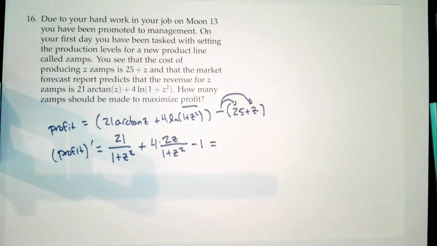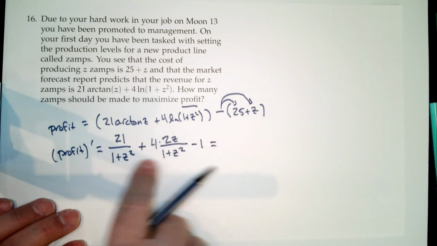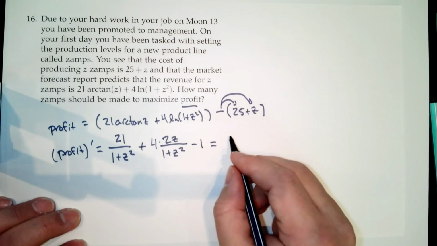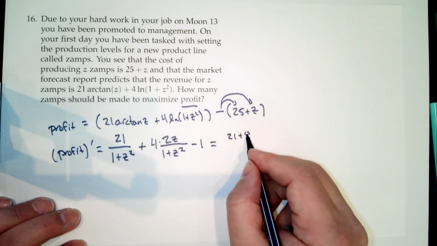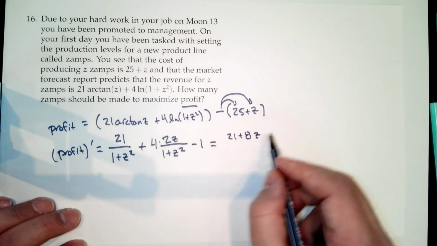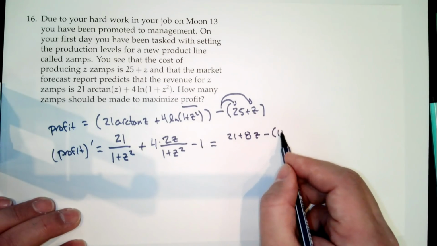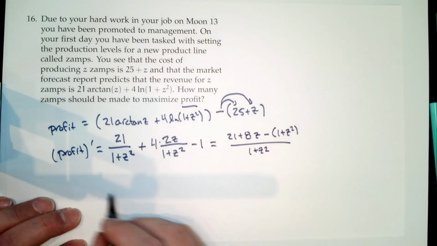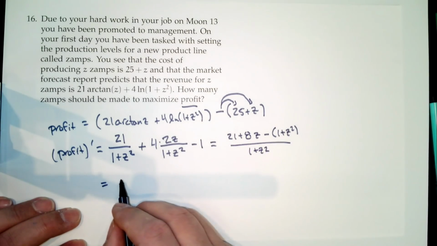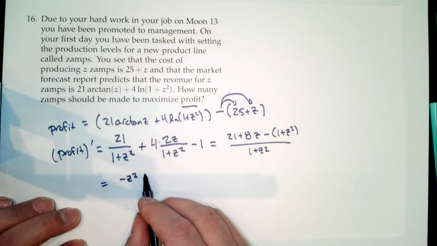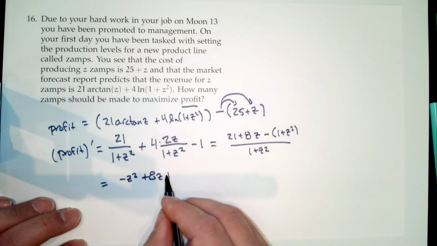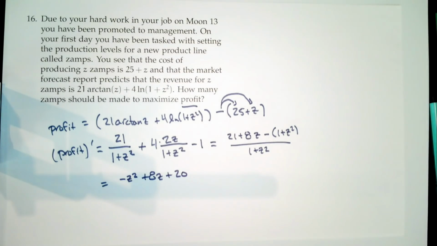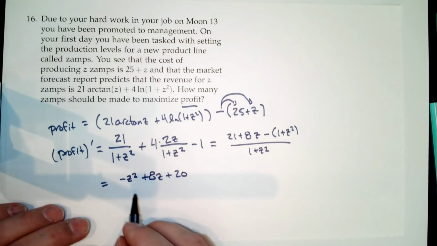Combine them. So we need a common denominator, which is why it's really nice that both things are 1 plus z squared. So this becomes 21 plus 8z, then minus 1 plus z squared, all over 1 plus z squared. Also written as minus z squared plus 8z plus 20. Let's see, am I doing that right? That looks right. All over 1 plus z squared.